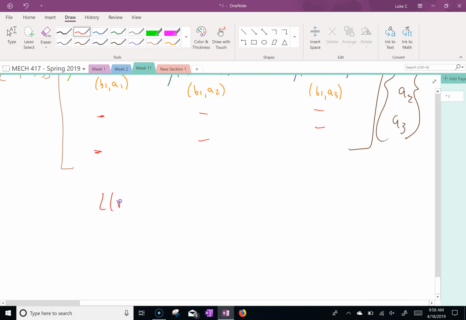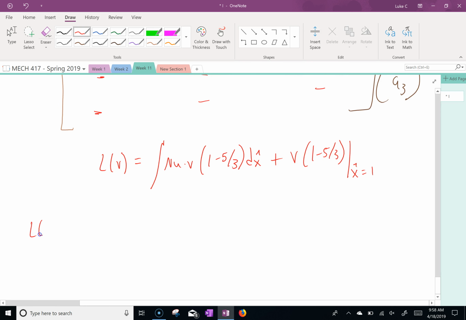So the linear function was nu times v' minus 5/3 dx hat plus v minus 5/3 at x hat equals 1. So we're going to plug in what v was. So nu times b1 x hat plus b2 x hat squared plus b3 x hat cubed.